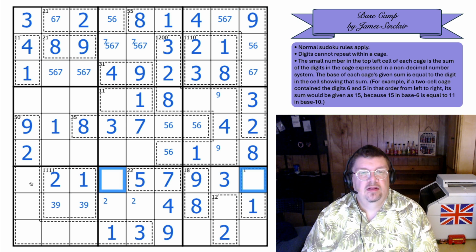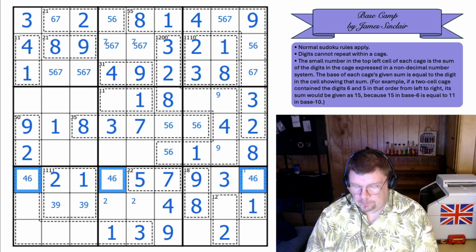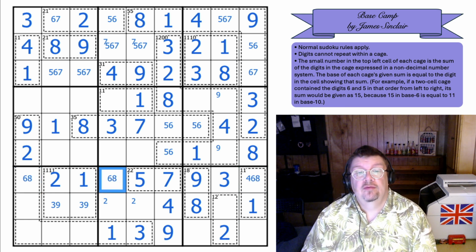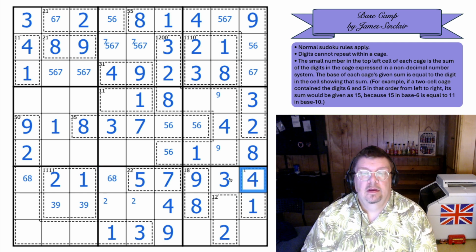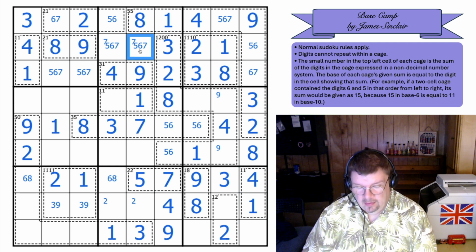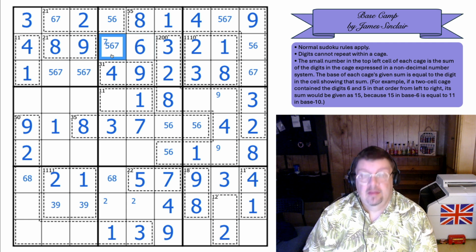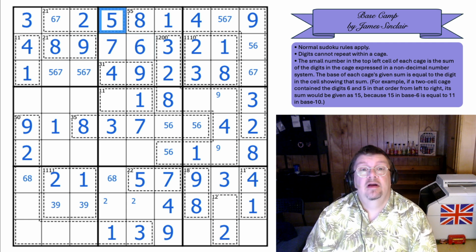These 3 digits in this row are 4, 6, and 8. That one's not a 4. In fact, that one's not a 4, so that's the 4. That 5 means that's not a 5 or a 7. That's a 6. That's a 5.